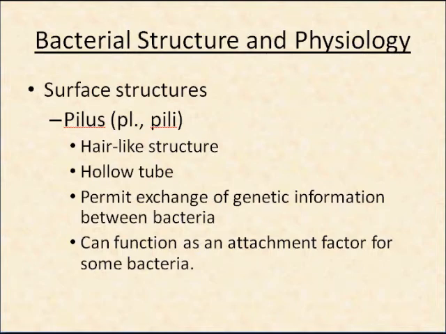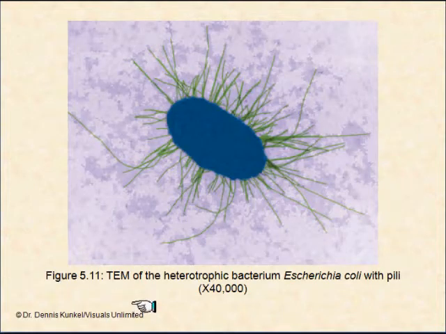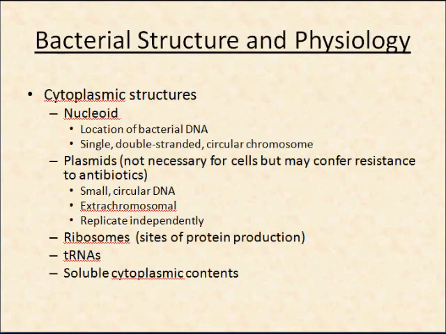It also functions as an attachment factor for some bacteria, so it aids them again in binding to some of our tissues. This image actually shows us an E. coli bacterium with pili sticking off of it. Now, those are the shorter structures protruding, which would allow it either to communicate genetic information from itself to other microorganisms and have binding properties.